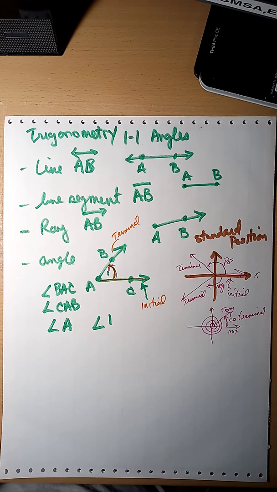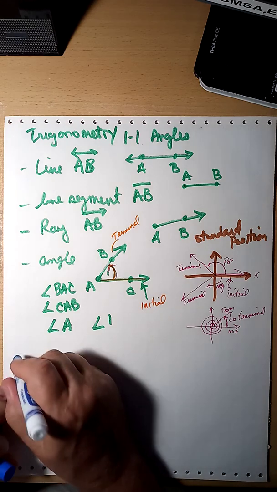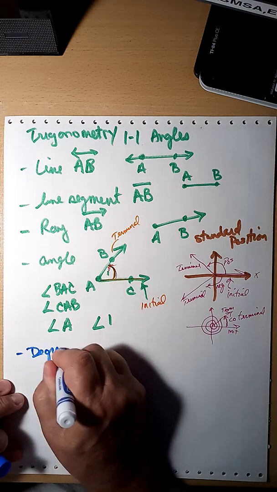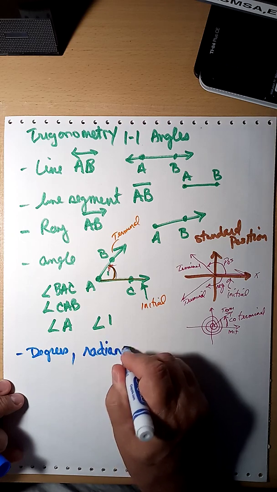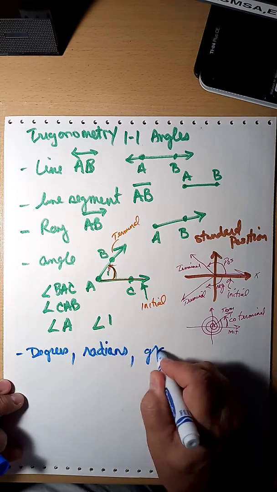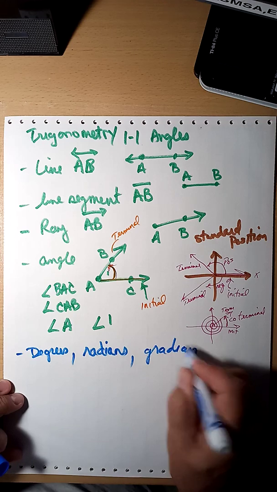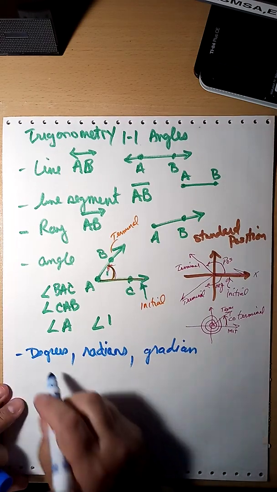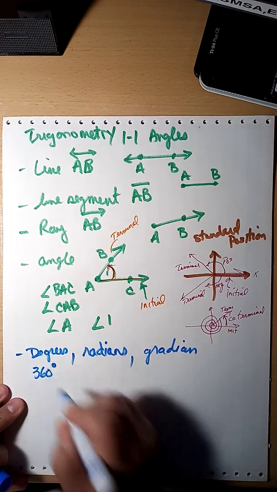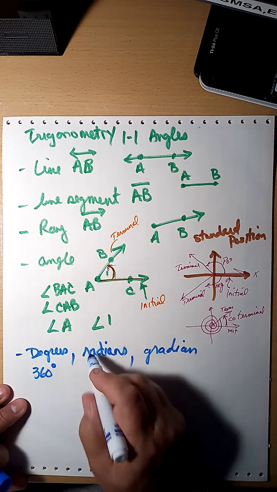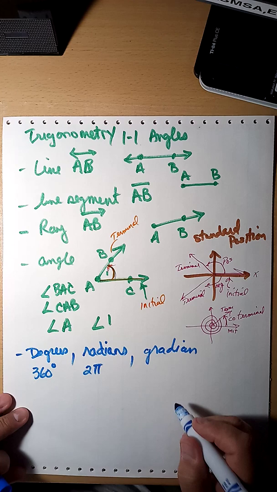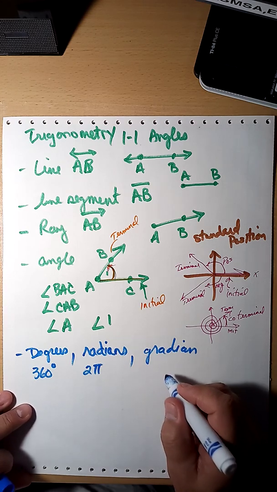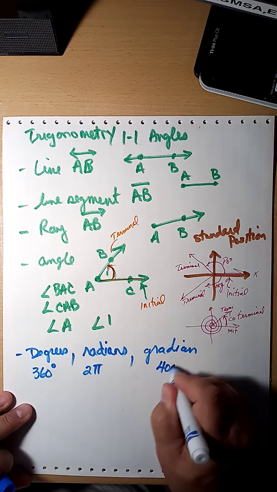How do we measure these angles? We do degrees. We do radians. Those are the two we're going to worry about. There's also something called a gradient, just as an aside. Degrees, there are 360 degrees in a circle. For radians, there are 2 pi radians in a circle. And for gradients, there's 400 gradients.